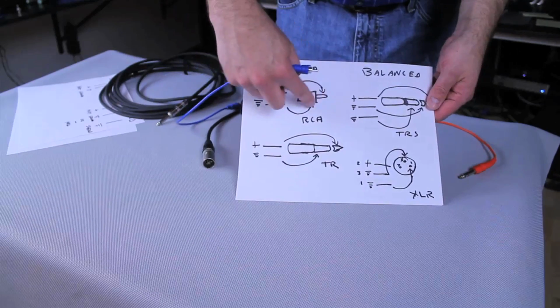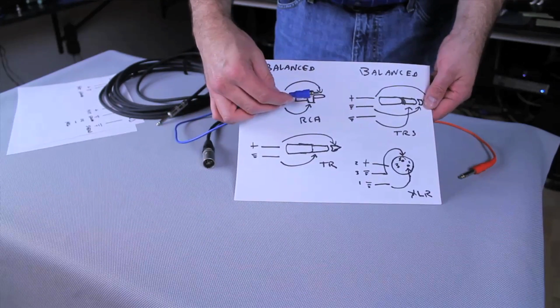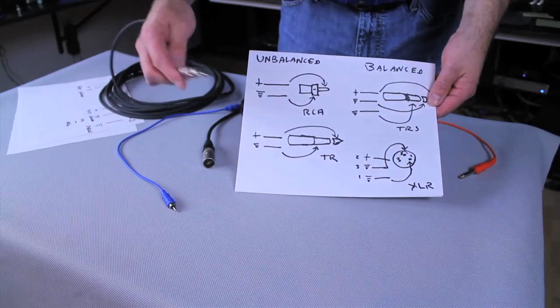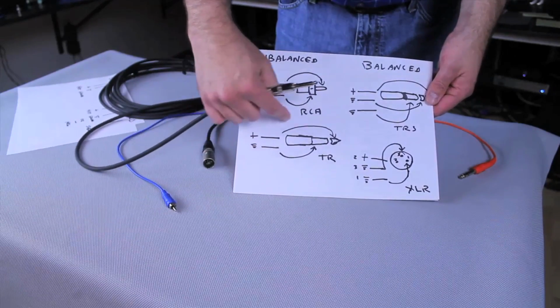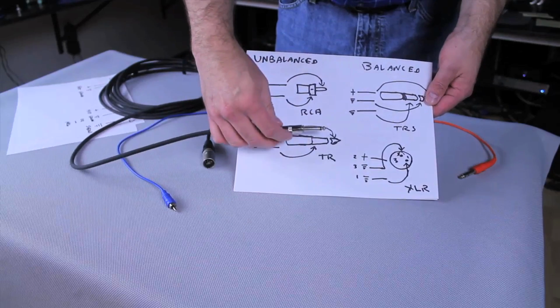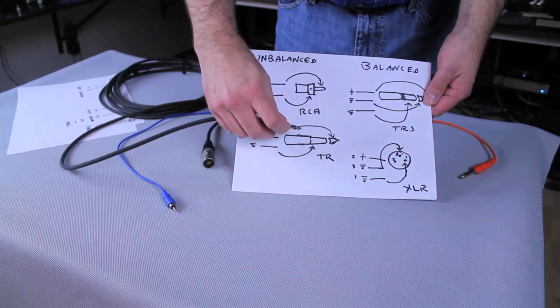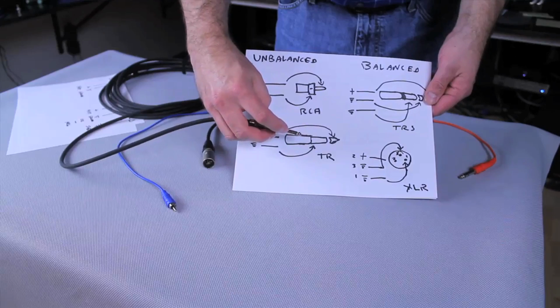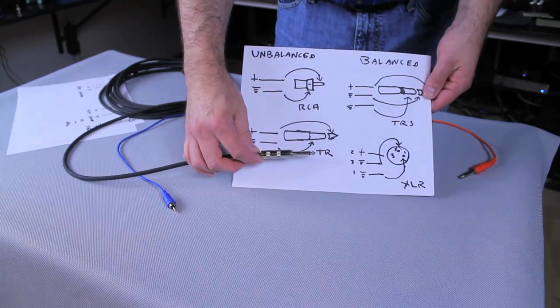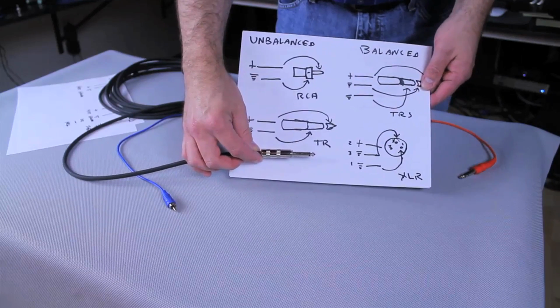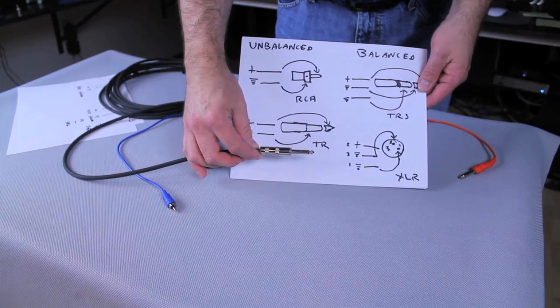Here we have a 1/4 inch or a phone plug that has a positive and a ground, and the positive goes to the tip and the ground or negative goes to the sleeve. This is very typical. This is a mono plug, but it's also, for instance, what you'd use on a guitar or an instrument.